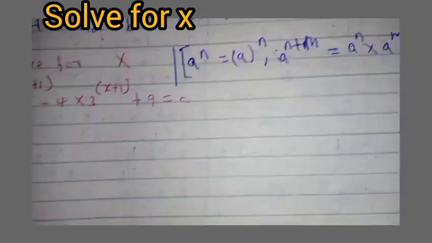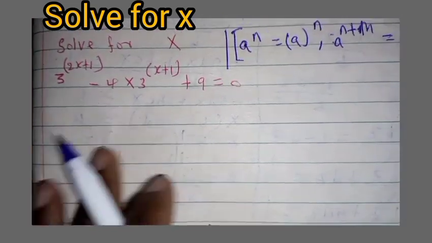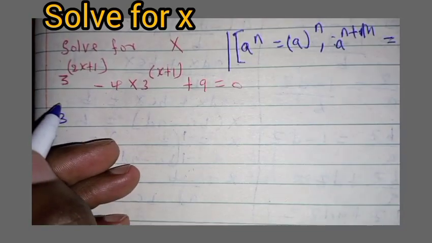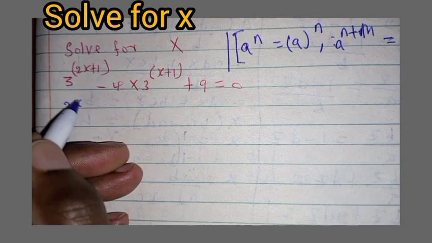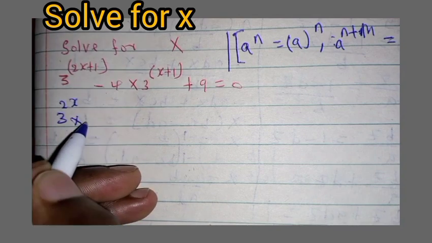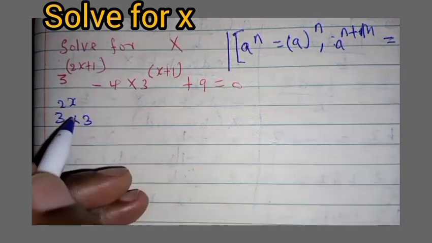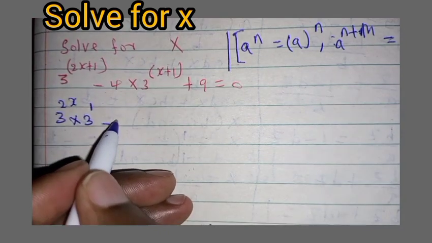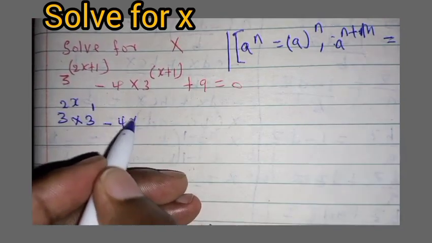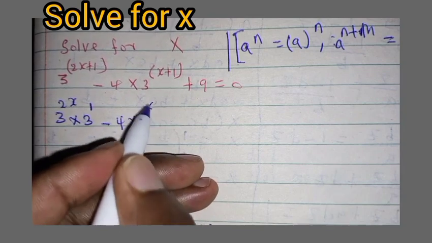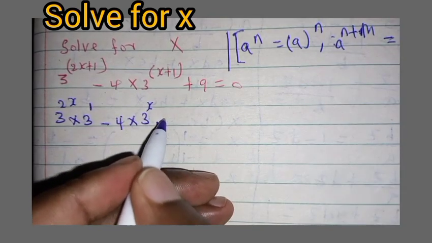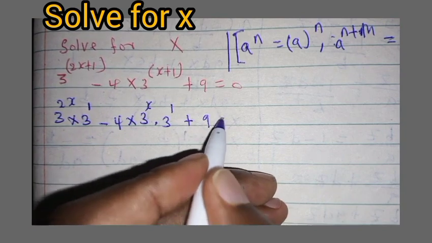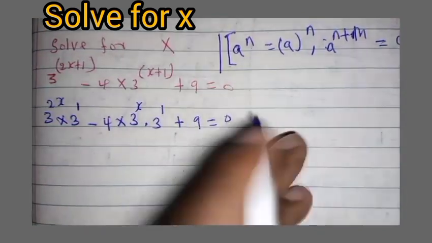So you are going to employ those identities here, whereby now 3 power 2x plus 1 can be written as 3 power x multiplied by 3 power 1, minus 4 times 3 power x multiplied by 3 power 1, plus 9, which is equal to 0.